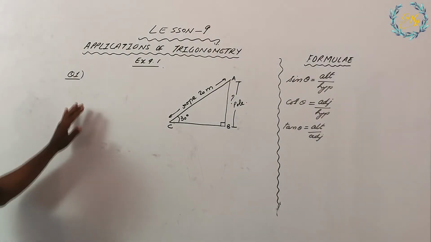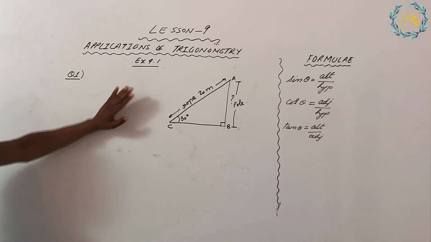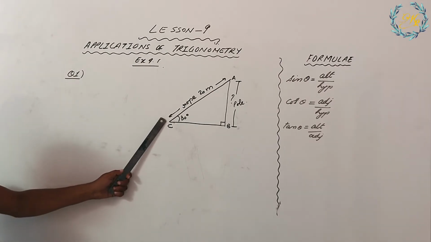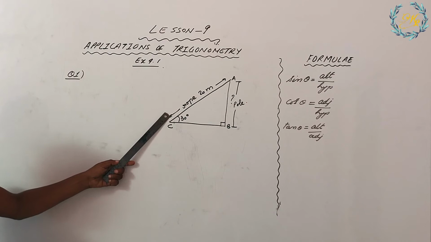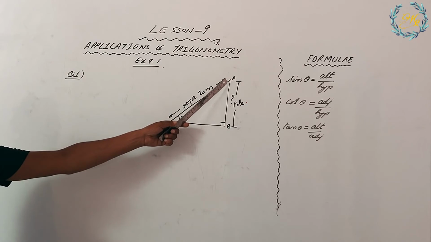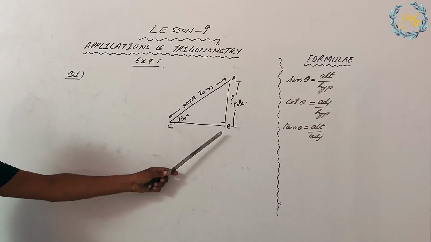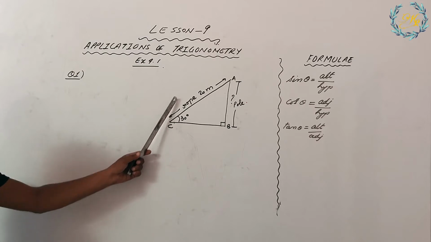Now we are going to start question number 1 of the new lesson, exercise 9.1. I'll take the questions and explain with the help of a diagram, and then we'll solve the sum to get the answer. What's given in the question? A circus artist is climbing a 20-meter long rope which is tightly stretched and tied from the top of a vertical pole to the ground. The circus artist climbs from here.